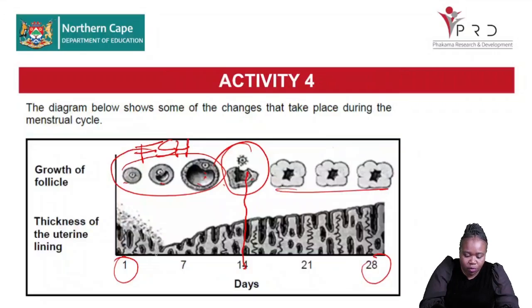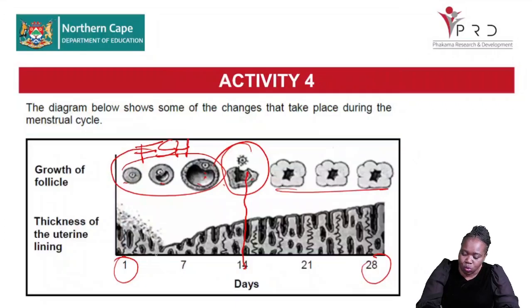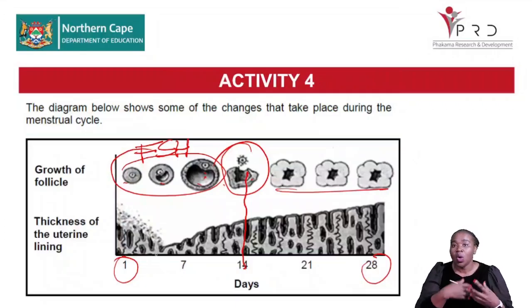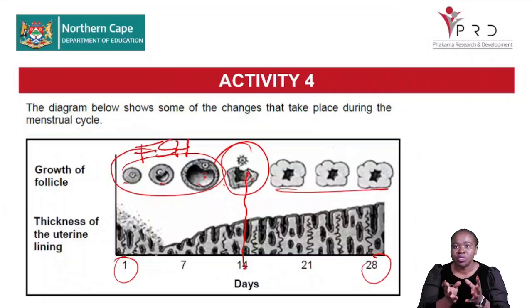So the follicle will develop during this period, stimulated by increased levels of FSH, right? And the lining of the endometrium will thicken during this period, and it is stimulated by the increased levels of estrogen. 18.3, explain evidence from the diagram which indicates that fertilization took place. Now, if fertilization has taken place, you would see that the corpus luteum will not degenerate, right? It will remain because it must continue secreting progesterone.